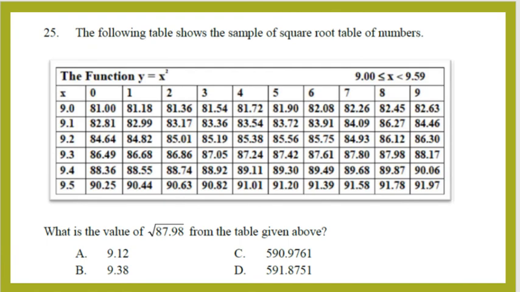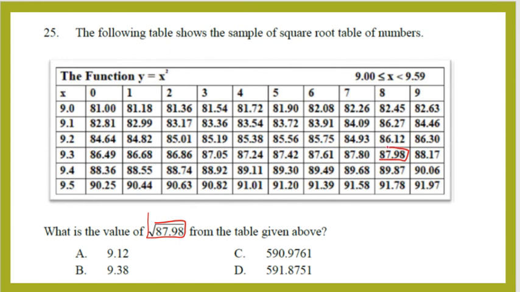Let us continue with question number 25. It says, what is the value of, here is the main question, the square root of 87.98? So this is a reverse process. We are going to search for the number in the table. We need to find this number, 87.98. As you see, 87.98 is found here.